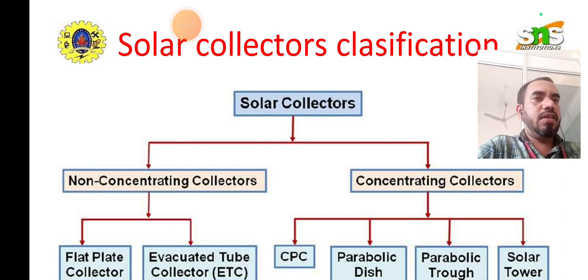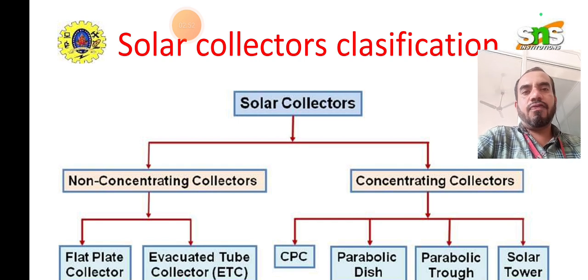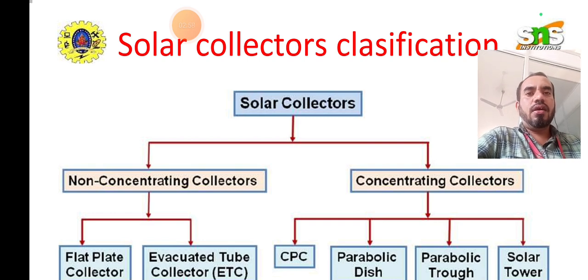Solar collectors are mainly classified into two: non-concentrating collectors and concentrating collectors. The difference is that the non-concentrating collector bases are fixed, mounted in a way that they cannot be tilted. Once you fix it, it's fixed. In concentrating collectors, the bases are fixed in a way that they can adjust to the angle of the sun and trace the sun throughout the day.